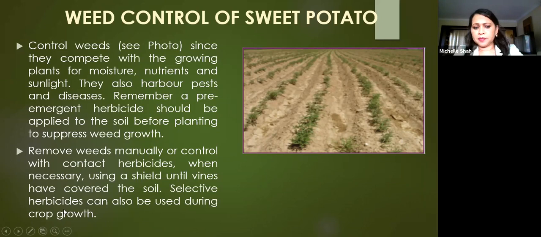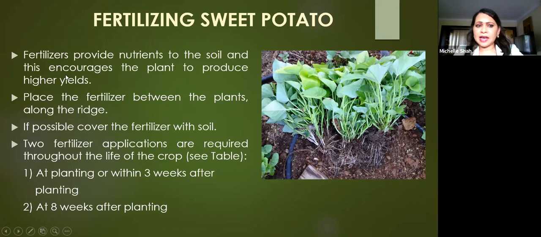Fertilizing of sweet potato. Fertilizers provide nutrients to the soil and encourage plants to produce higher yields. Place fertilizer between plants along the ridge. If possible, cover the fertilizer with soil. Two fertilizer applications are required throughout the life of the sweet potato crop. First at the planting stage or within 3 weeks after planting, and then at 8 weeks after planting.